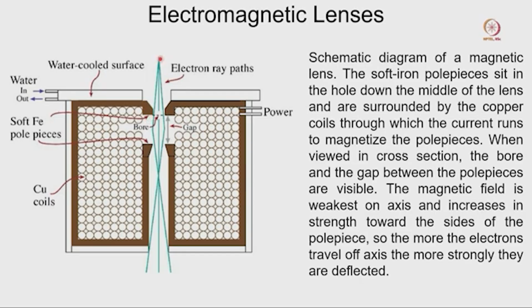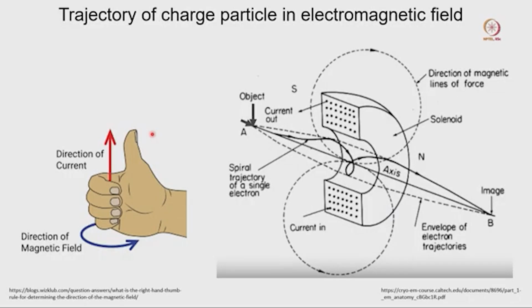What about when an electron is going inside this magnetic field? Is it following a straight line all the time, or is there a different type of trajectory for this incoming electron? Let us take a look. First, let us understand one simple idea. If you remember the right hand thumb rule, we all know that we studied these things in school physics.